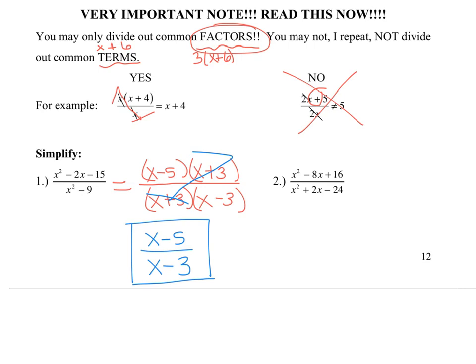Number 2, same process. We're going to completely factor. We have a trinomial in the numerator, so we're thinking reverse FOIL. They don't all have x's, and the largest number they're all divisible by is 1, so we don't need to take out a GCF. I know that I need x times x to get x squared. To multiply to positive 16 but add to negative 8x, I would need negative 4 and negative 4. So that x times x is x squared, negative 4x and negative 4x gives us negative 8x, and negative 4 times negative 4 is positive 16.